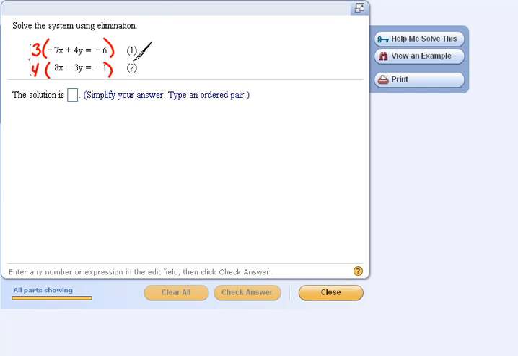Now we can't just multiply one term, we have to distribute through every single term. So our first equation would be negative 21x plus 12y equals negative 18. And our second equation would be 32x minus 12y equals negative 4.